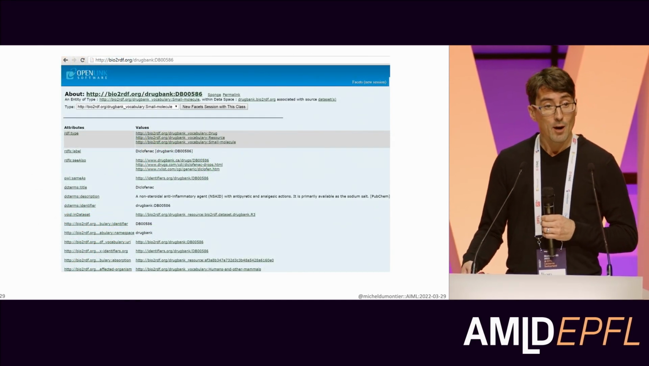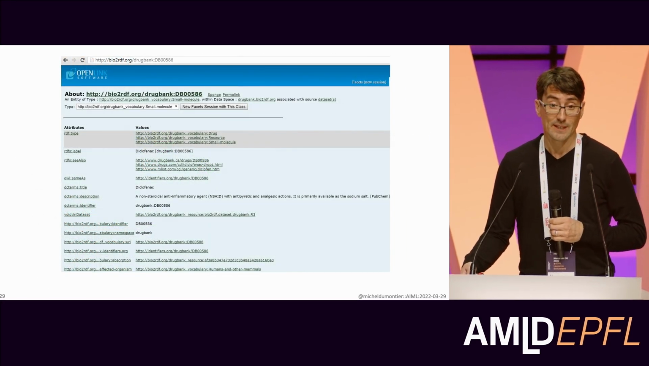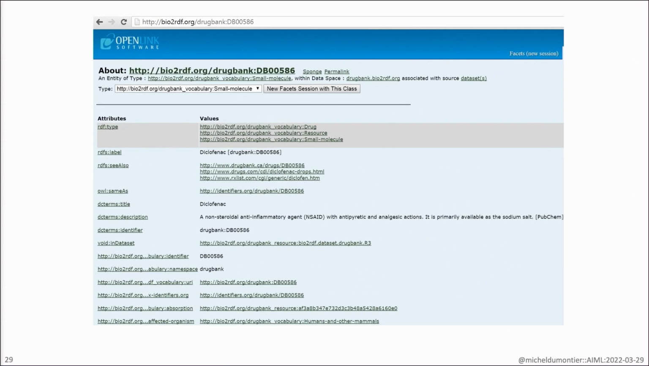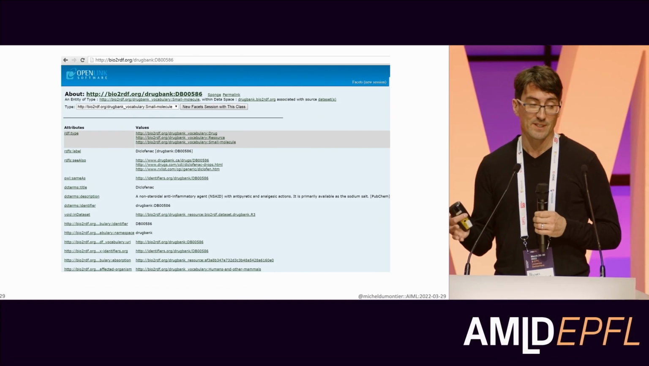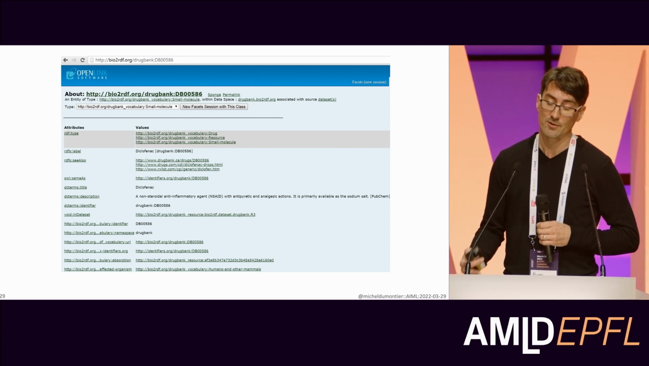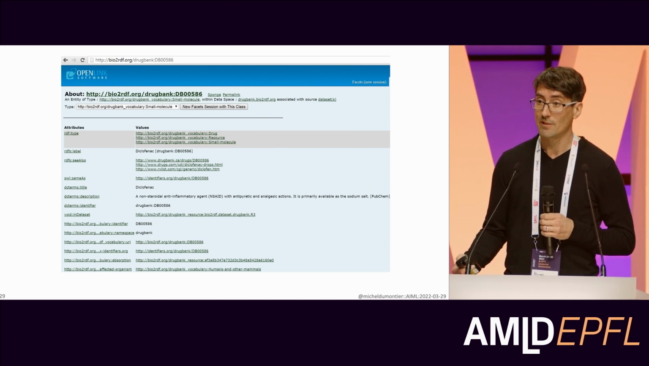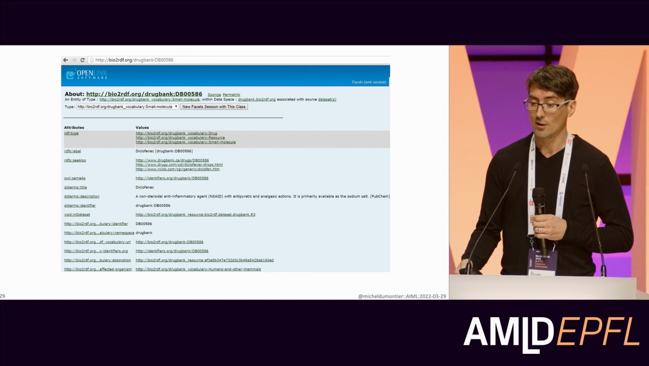So much as you have hyperlinked web pages, we have hyperlinked data items. You can go from one resource in DrugBank to another resource in ChEMBL, in KEGG, and so on. And the idea is that we don't need to go to each different site, understand their APIs, understand their search boxes, but in fact, we can leverage all of this in a common infrastructure.